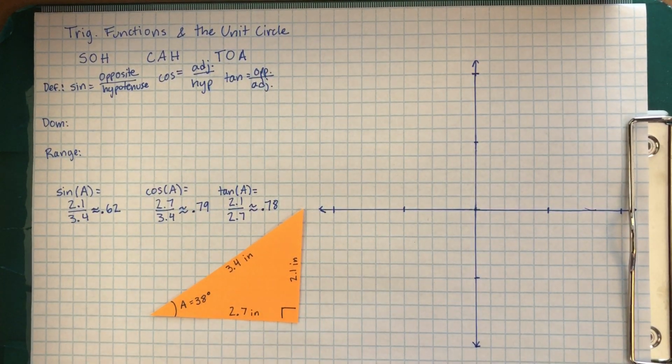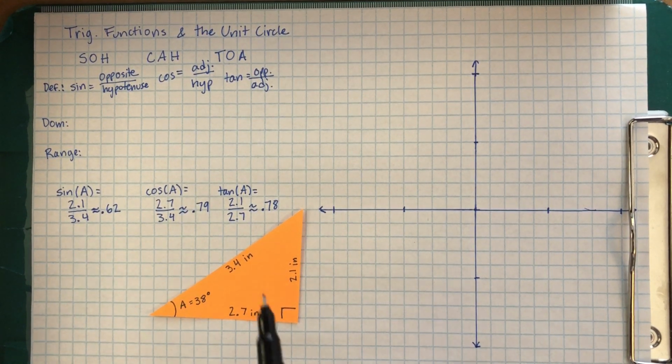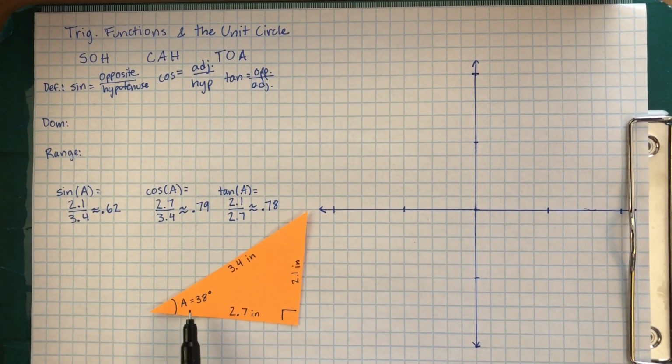These are just approximate numbers for a couple of reasons. First of all, I measured these and I rounded my answers to the nearest tenth of an inch. And then I divided those things and rounded them again to the nearest hundredth. And also because when I measured the angle, it's probably not exactly 38 degrees, though it is pretty close to exact. Okay.